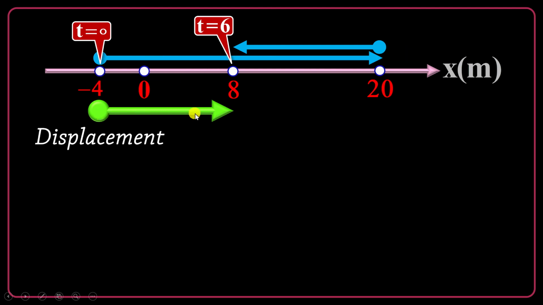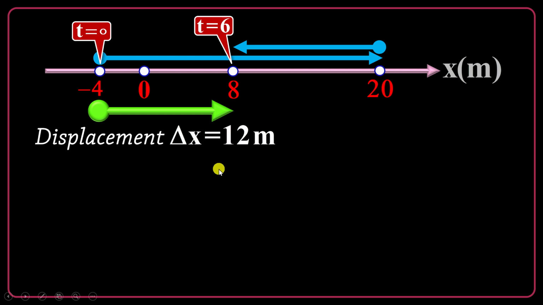I will find a vector to the right, so it's positive because the positive direction of x is to the right, by convention in this case. And if I measure the length, the magnitude of this vector from -4 to 8 is 12. So displacement is 12 meters. Positive 12 means to the right side. If I write -12, it's going to be to the left side.